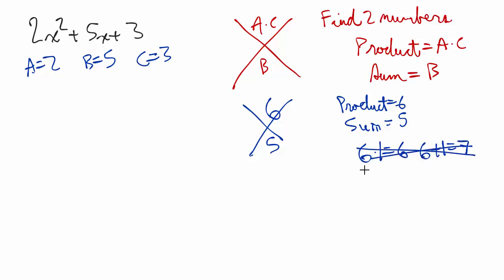Let's try some other factors of 6. Let's do 3 times 2 is 6. That works so far. And then 3 plus 2 equals 5. Yes, these are our numbers, the 3 and the 2.